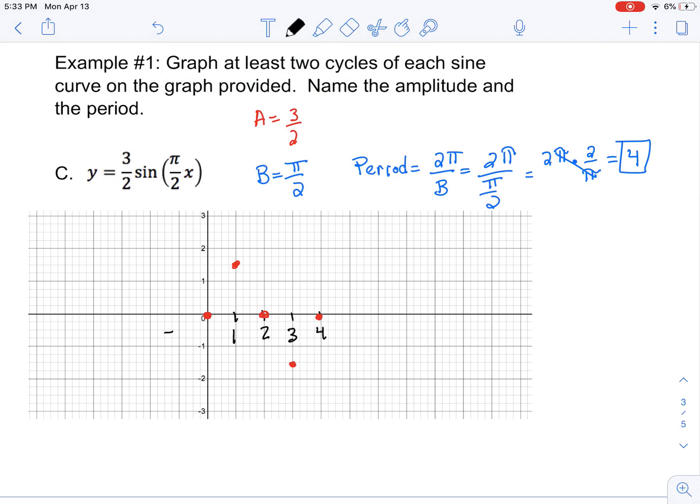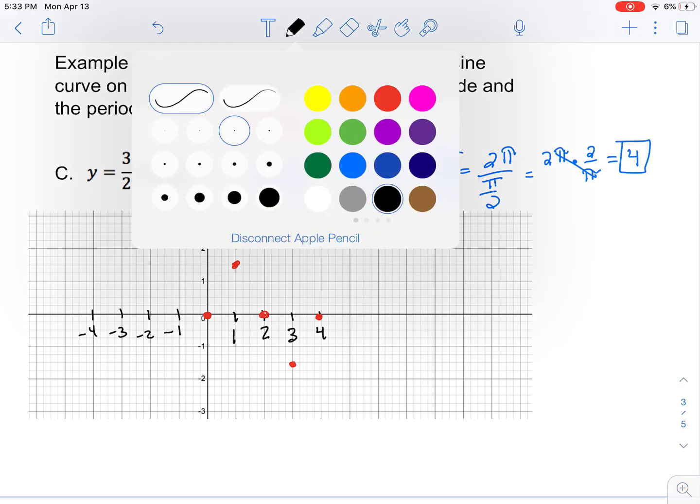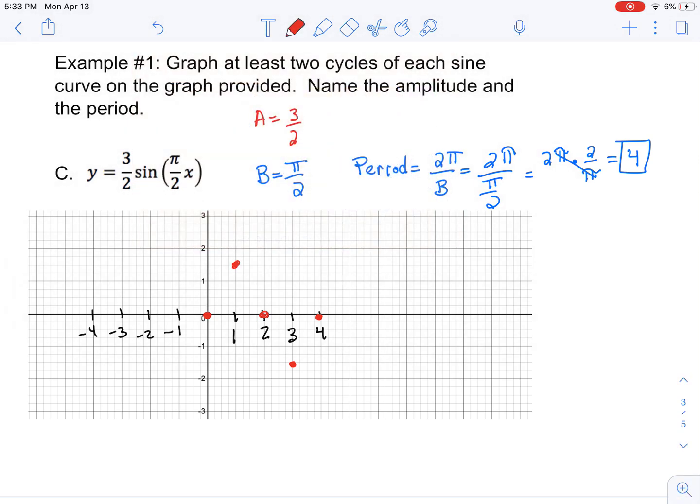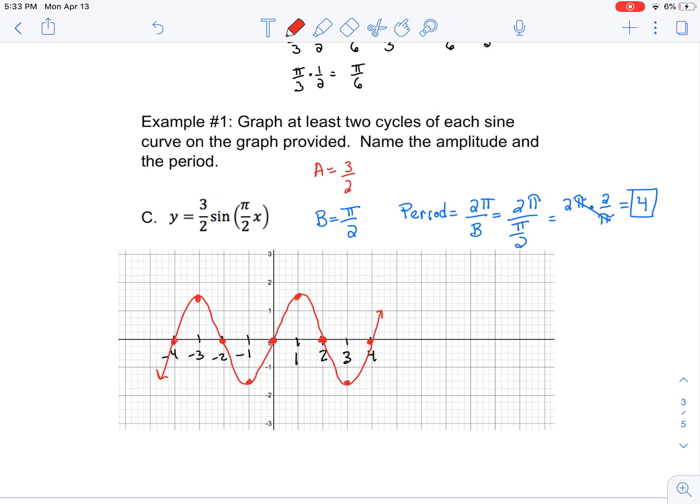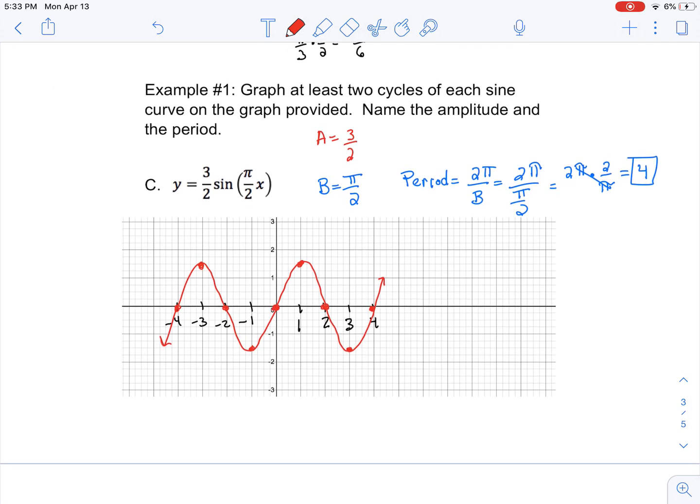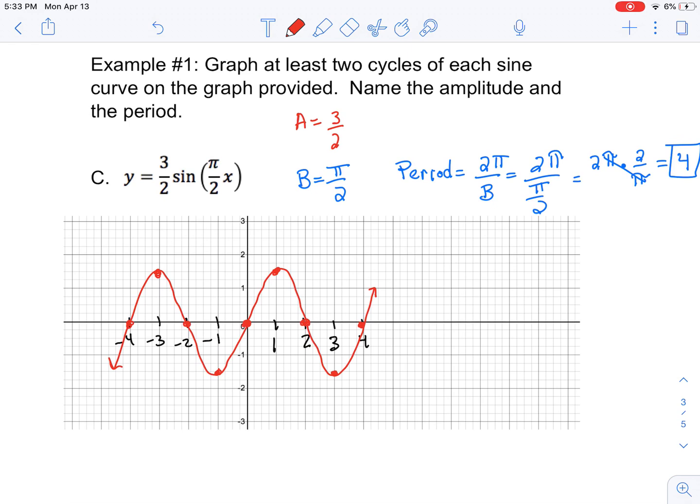I can extend this in the negative direction. So here's my 1 cycle. And then I can show 2 cycles by going here to 1.5. So I start at the middle, down low, back to the middle, up high, back to the middle. And you'll start getting used to that pattern, remembering that cosine doesn't start at 0 and sine does start at 0. The next example is going to look at a graph and writing the equation based on the graph.